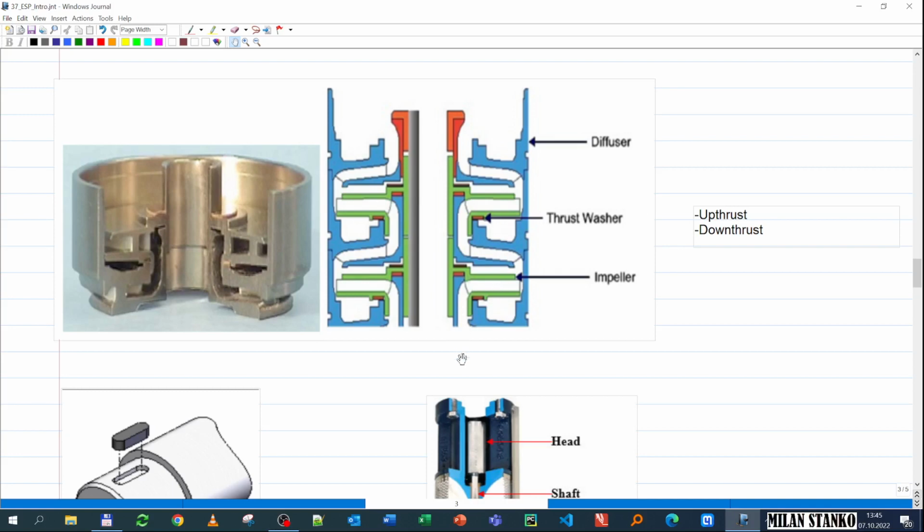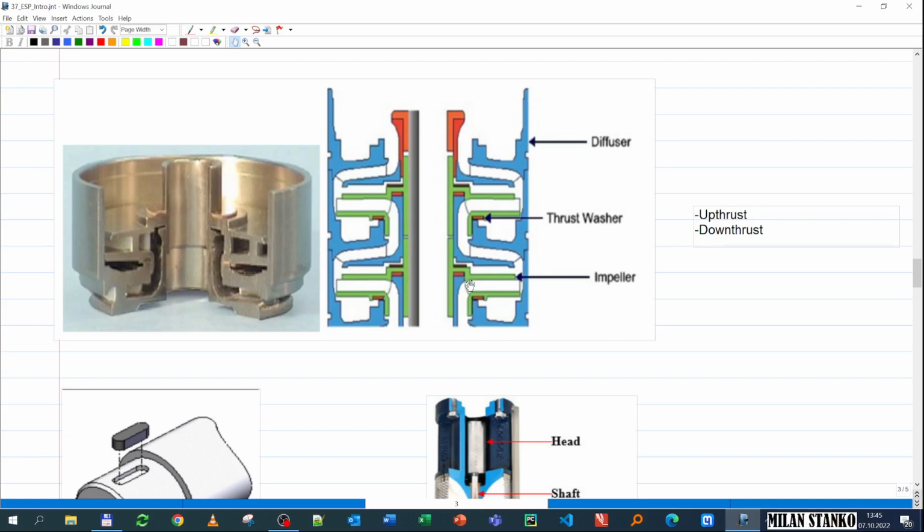And you see that if you have a very high rate through the impeller, the fluid is going to push the impeller up, and you see here there is something called a washer, where you have a contact between the diffuser and the impeller. And if you have that contact, then you will have friction, and then you will have heat, and then you will have wear, and ultimately it will fail if the rate is too high. Okay, and that's what is called upthrust.